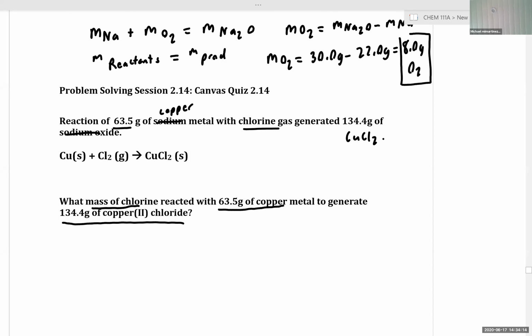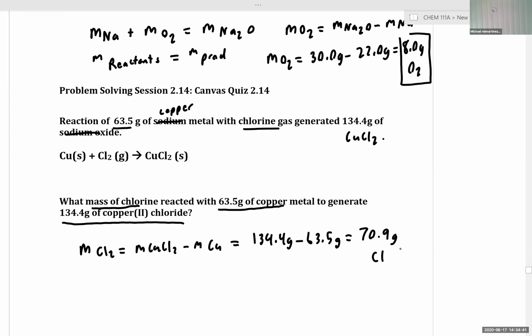So I'm seeing a lot of reasonable responses. So let's discuss this question. We know that the mass of chlorine is equal to the mass of copper chloride minus the mass of copper. So we take 134.4 grams minus 63.5 grams, and that in turn gives us 70.9 grams of chlorine.